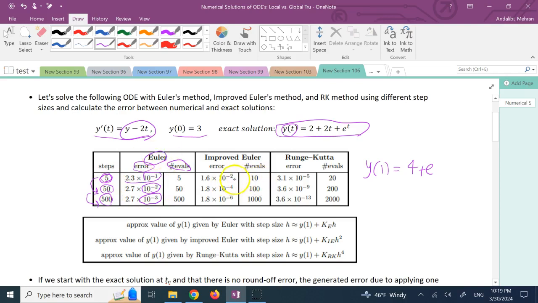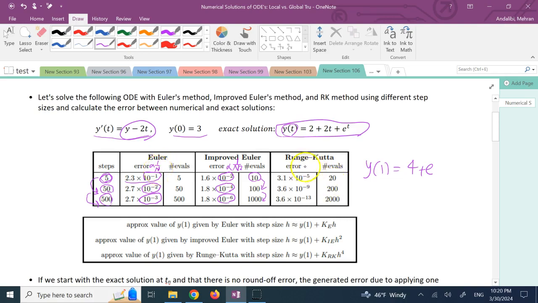Now for improved Euler, look. When I go from 10 steps to 100, the error goes from 10 to the negative 2 to 10 to the negative 4. Then I go another step, it goes to 10 to the negative 6. So you see error here is proportional to, if we call the number of steps n, right? It's proportional to the number of steps squared. Of course, 1 divided by that. So if you make the steps 10 times bigger, the error drops by 100. Here, for Euler, you see that the error is proportional directly to the number of steps, right?